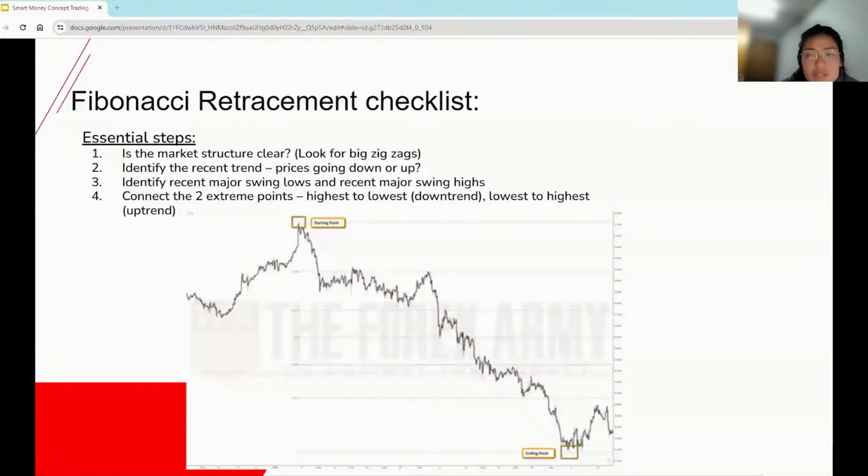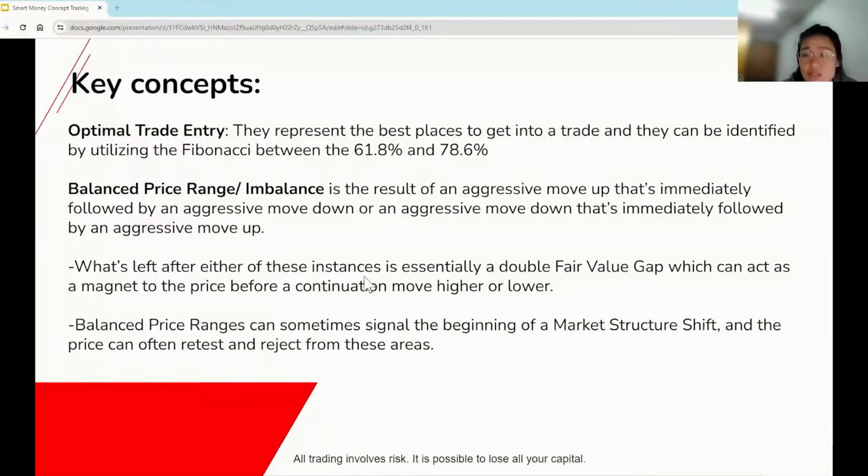Okay. Now let's briefly talk about Fibonacci and how to use it in order to enter at your 61 and your 78.